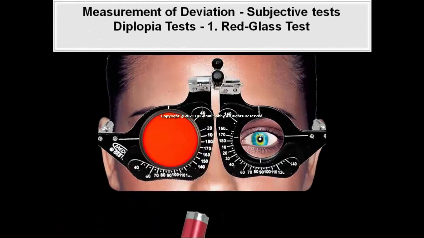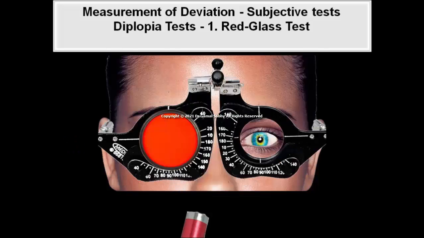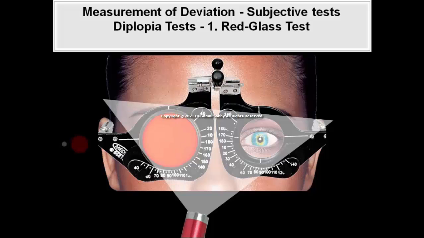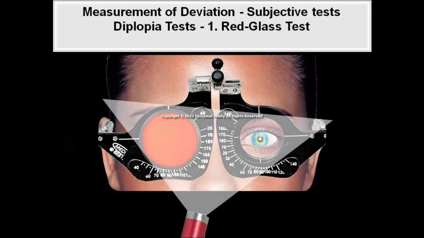Red glass test. A red glass is placed in front of one eye. The patient fixates a small light source and states whether the red light is to the right or to the left and above or below the white light. In orthotropia, the red and the white lights are superimposed. In esotropia, the image of the fixation point in the deviated eye falls on a retinal area nasal to the fovea. There should be uncrossed diplopia of the red and the white lights. In exotropia, the image of the fixation point in the deviated eye falls on a retinal area temporal to the fovea. There should be crossed diplopia of the red and the white lights.